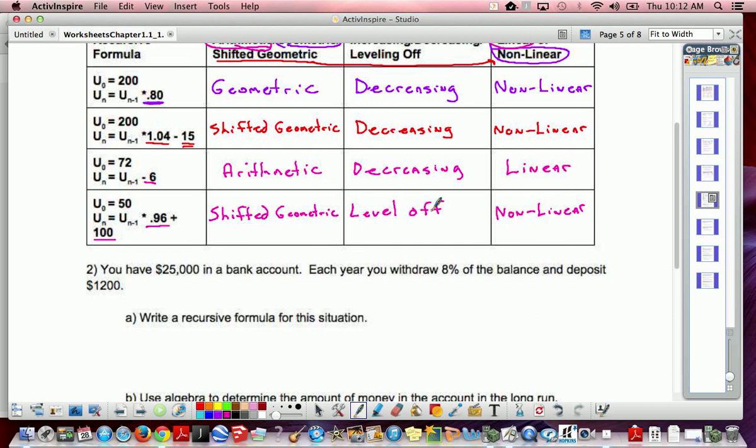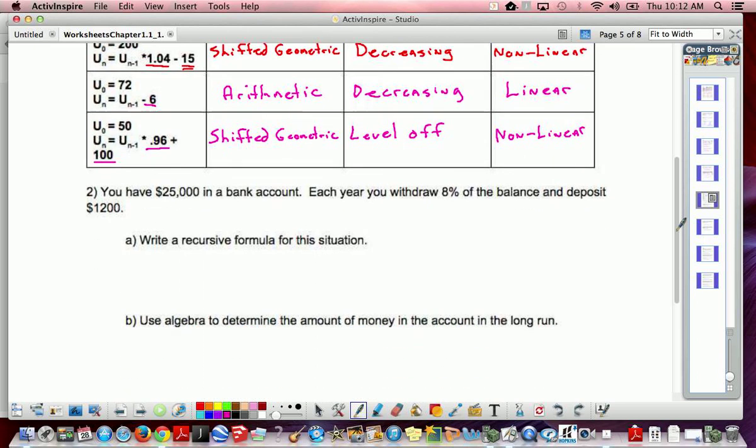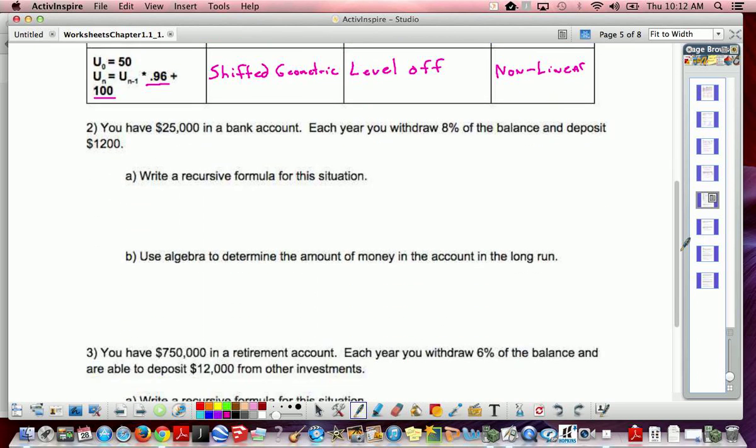We'll show you in a minute again how we get them or find out where it levels off to. All right, moving right along, let's take a look at number 2 here.